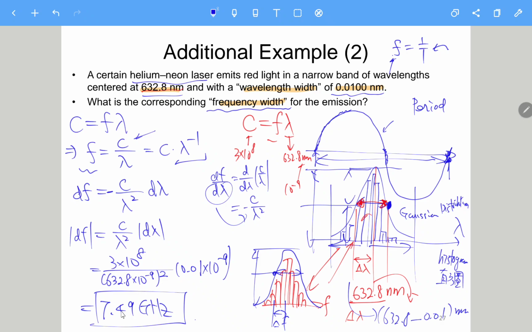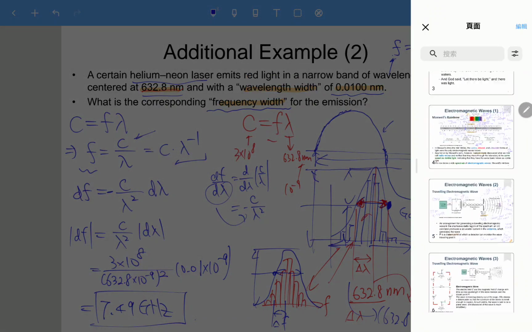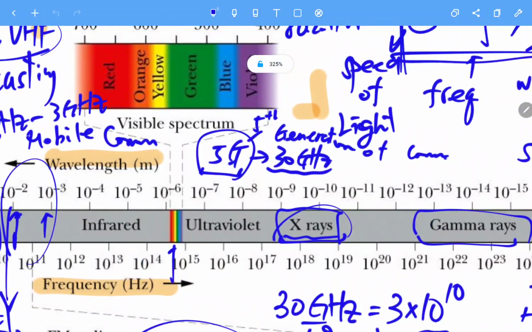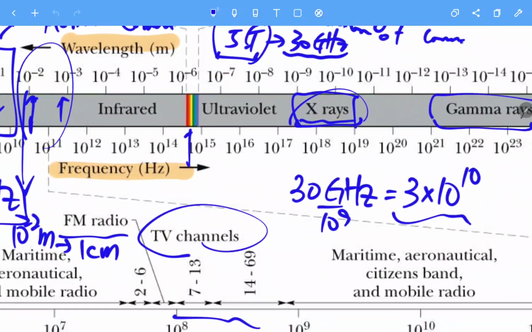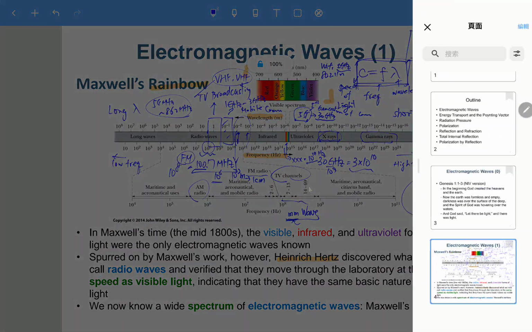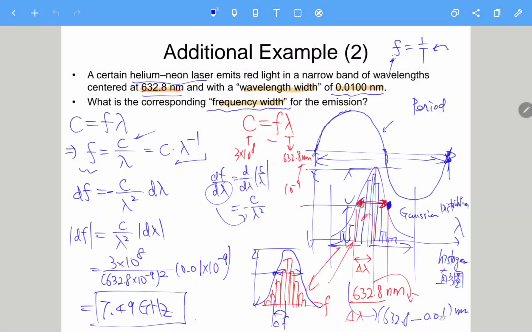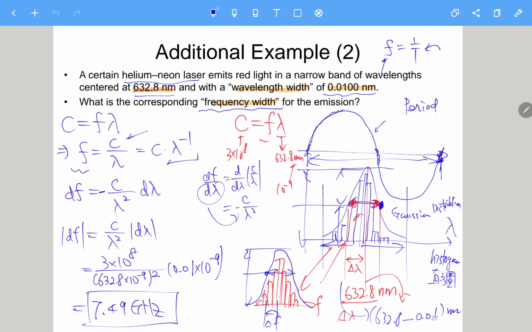But at least you know, if we have a wavelength width of 0.01 nanometer, then the delta f will be 7.49 gigahertz. Okay, it seems very large, but actually not, because when we consider visible light, visible light is somewhere here. The frequency is something times 10 to the 14th power hertz. So if it only varies by 7.49 gigahertz, this is quite small, quite narrow within this frequency for the visible light. And here the variation of the frequency is only 7.49 gigahertz.